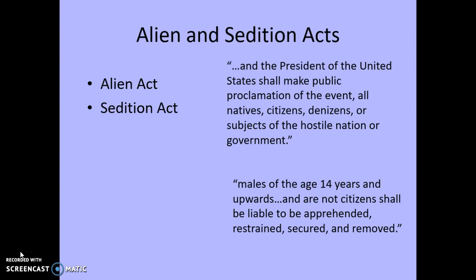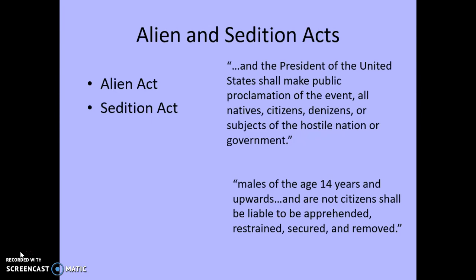The Sedition Act is the second act. Sedition means treason, or crimes against the government, okay? The Sedition Act officially prohibited the speech or publication of any sort of attack or criticism against the president, Congress, or the U.S. federal government. So you couldn't say or print anything that was attacking anyone in government. Well, this is a clear and direct violation of the First Amendment.